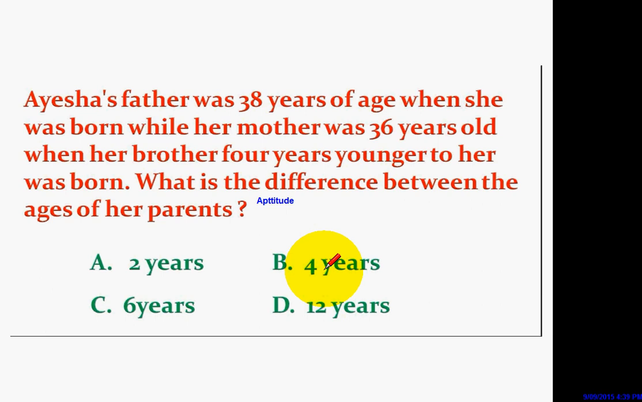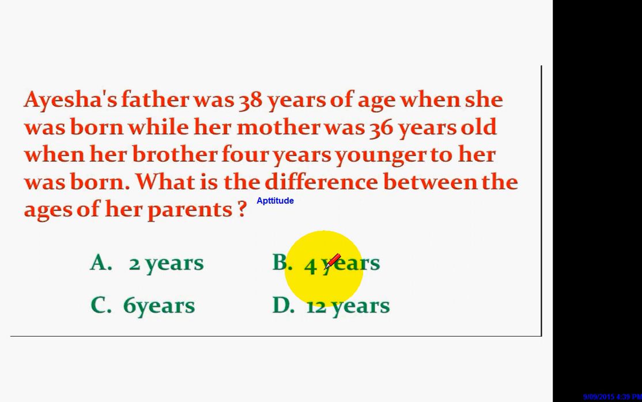Aisha's father was 38 years of age when she was born. While Aisha was born, her father was 38 years, right? And her mother was 36 years old when her brother, who is 4 years younger to her, was born. So when her brother was born, her mother was 36 years old. So what is the difference between the ages of her parents?